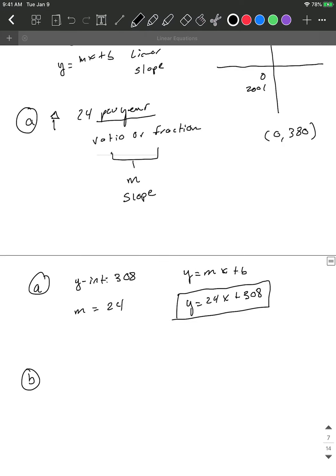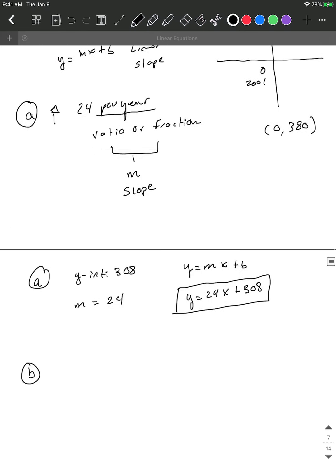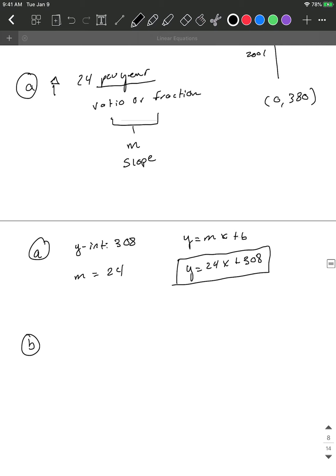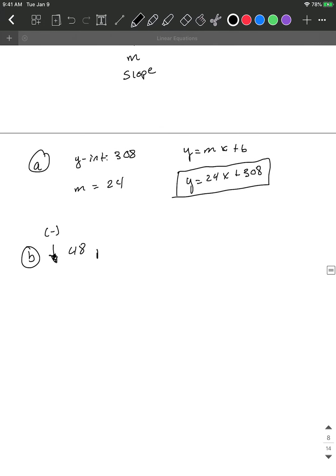Now we're going to look at question B: decreased by 48 students per year. I didn't mention this before, which is good actually: increasing tells us plus, decreasing tells us negative. So if it's decreasing by 48 students per year, very similarly, per year tells us that's our slope. So 48 is our slope, and our y-intercept is equal to 380.